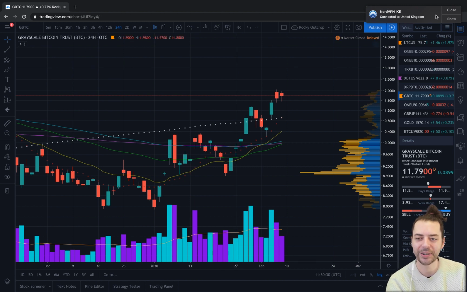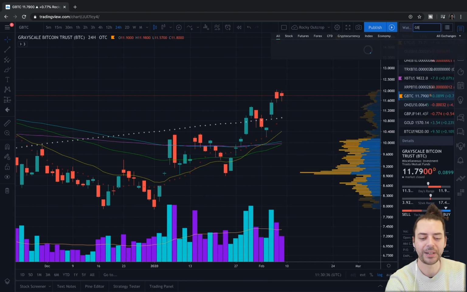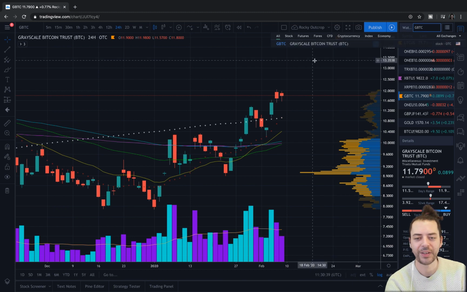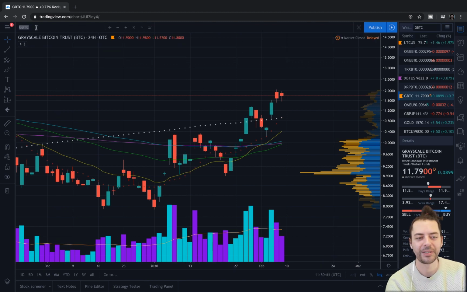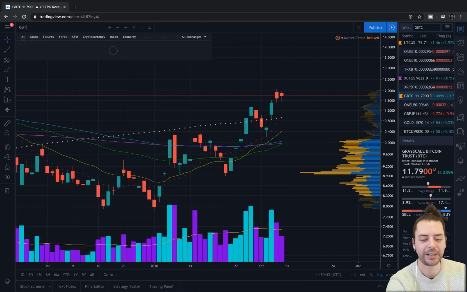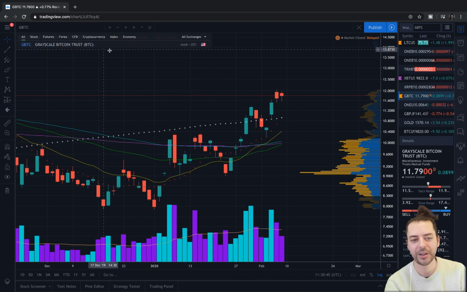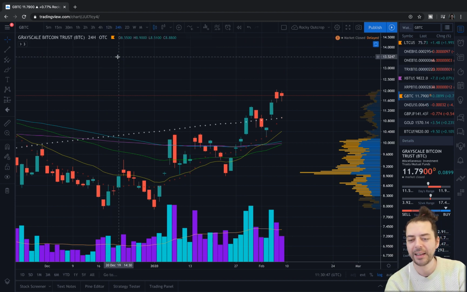If you want to add it to your own charts as a favorite, you can go over here and type in GBTC and add it as a favorite there. And if you want to, you can obviously find it here, GBTC. This is the Greyscale Bitcoin Trust, okay? And I tell you that tip about adding it to your charts.